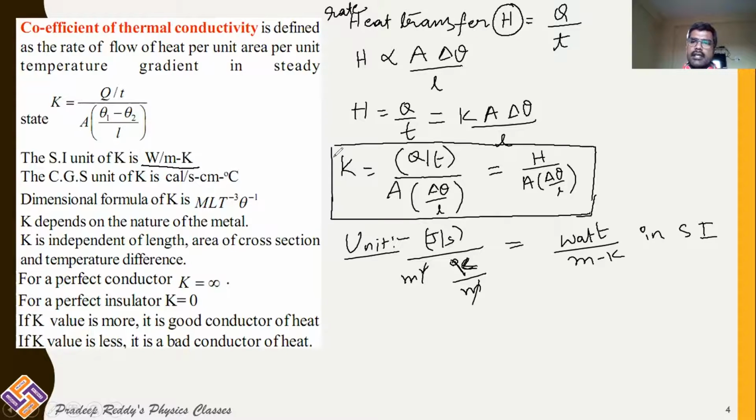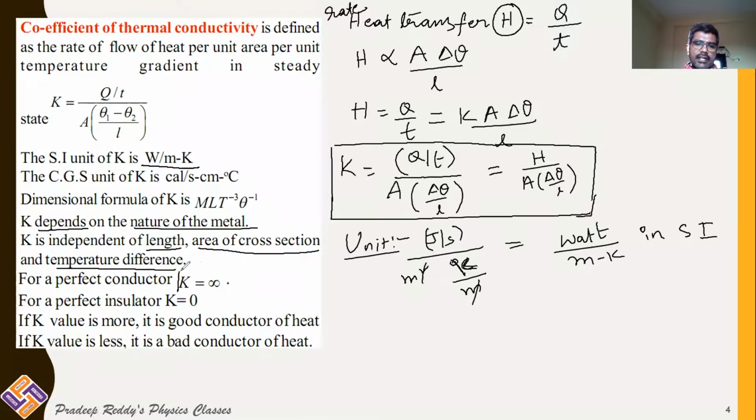And remember, K is thermal conductivity, which depends on nature of the material. It is independent of length. It is independent of area of cross section and temperature difference. It is not dependent upon these factors. Heat transfer is dependent upon length, area of cross section and temperature, but coefficient of thermal conductivity, or K, is independent of length, area and temperature.